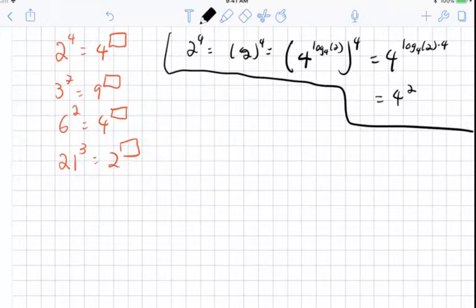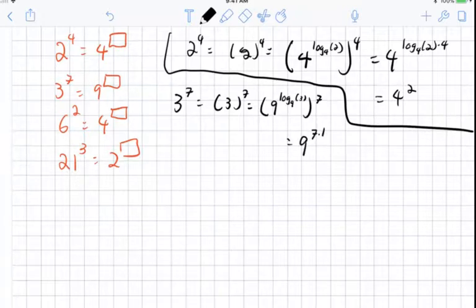Let's try the next one. 3 to the 7. Put the 3 in parentheses. Rewrite it with base 9. So this is equal to 9 to the 7 times log 9 of 3. So 7 times ln 3 divided by ln of 9. So this is 9 to the 3.5.